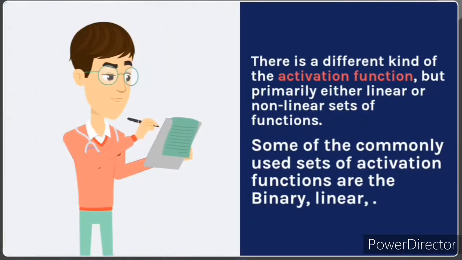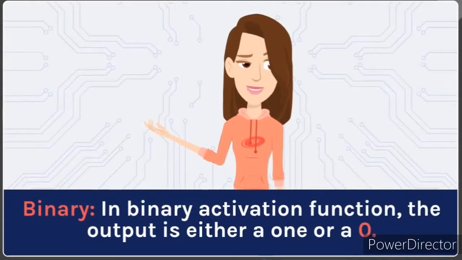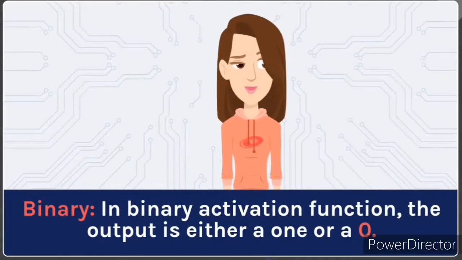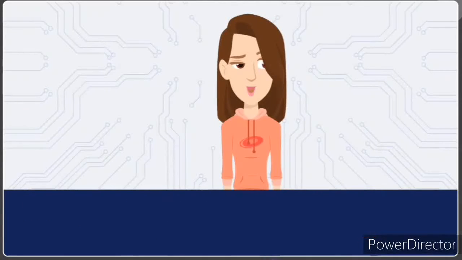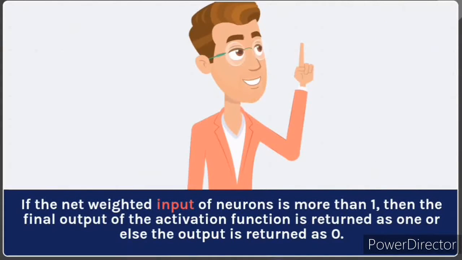There are different kinds of activation functions, but primarily either linear or nonlinear sets of functions. Some of the commonly used sets of activation functions are the binary, linear. Binary: in the binary activation function, the output is either a 1 or a 0. If the net weighted input of neurons is more than 1, then the final output of the activation function is returned as 1, or else the output is returned as 0.